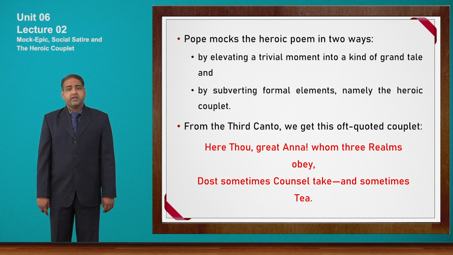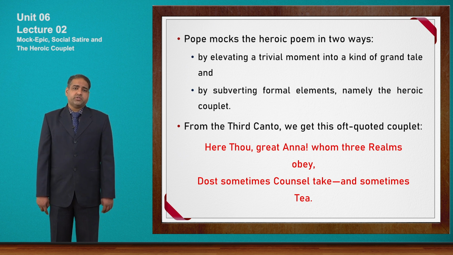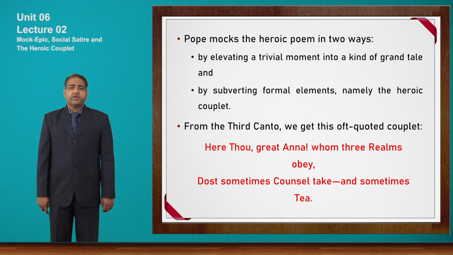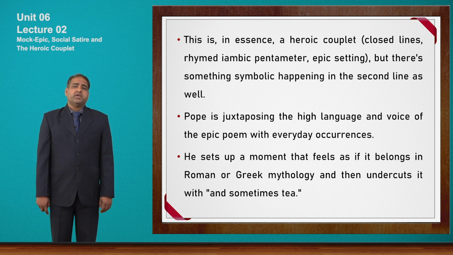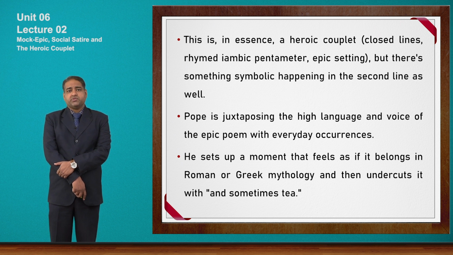Friends, in this line, Anna is the Queen of England, and Pope is presenting Anna also with artificiality, suggesting that she is fond of taking tea, and between taking tea, she takes counsel or suggestions from her ministers, what to do and what not to do in different situations. It suggests that even the Queen is not away from this projection of drinking tea and taking suggestions. This is in essence a heroic couplet: closed line, rhymed iambic pentameter, epic setting, but there is something symbolic happening in the second line as well.